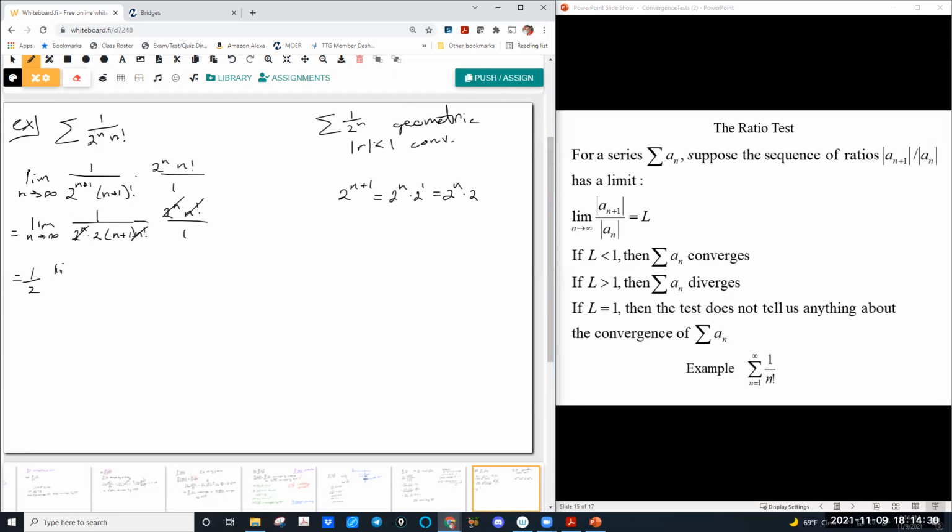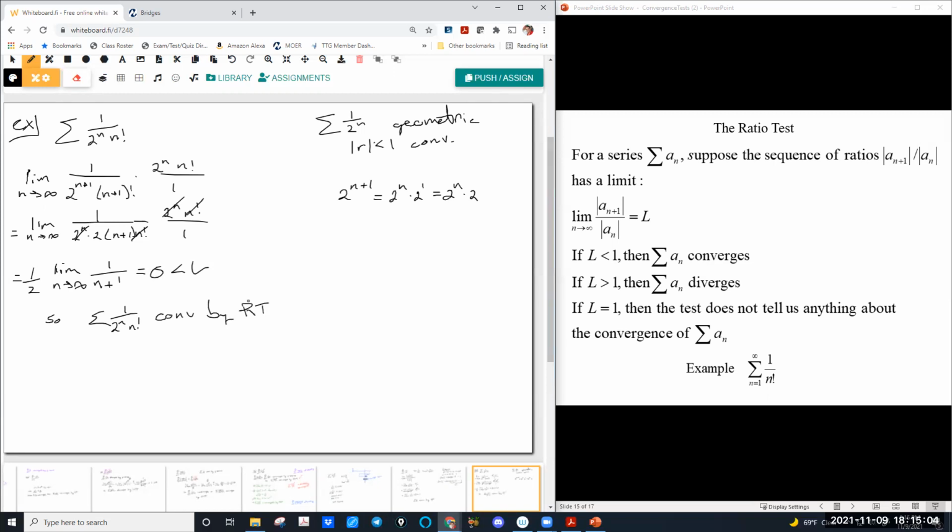And I get left with the limit as n goes to infinity of 1/2. Oh, no, sorry, I jumped ahead. Excuse me, guys. 1 over n plus 1. That limit goes to 0, which is less than 1. So our series is convergent by the ratio test.